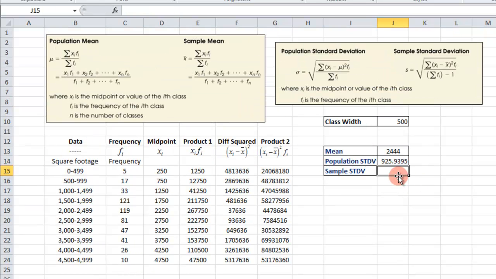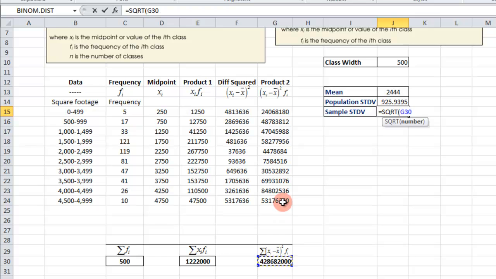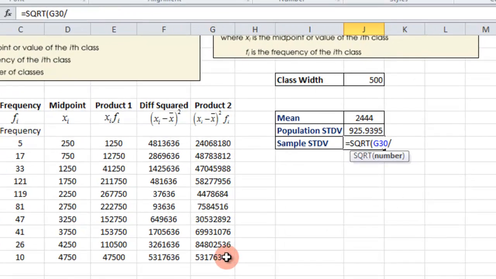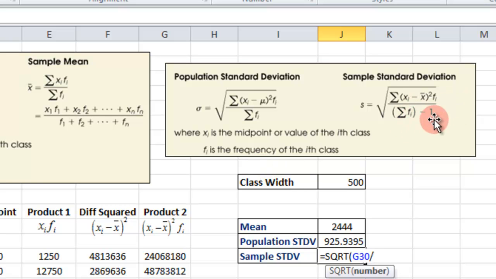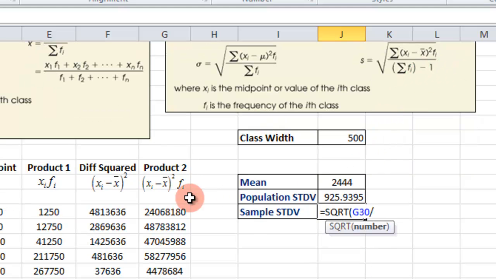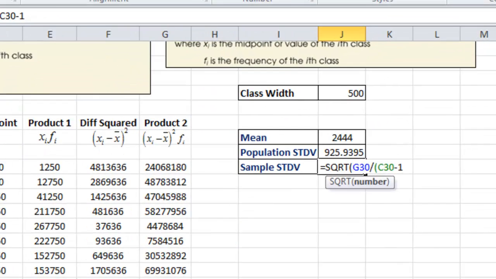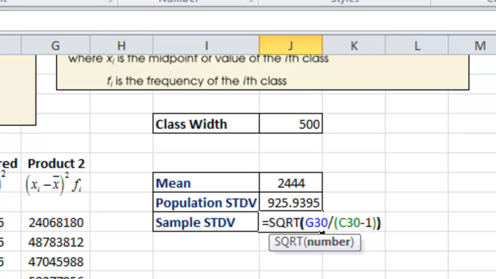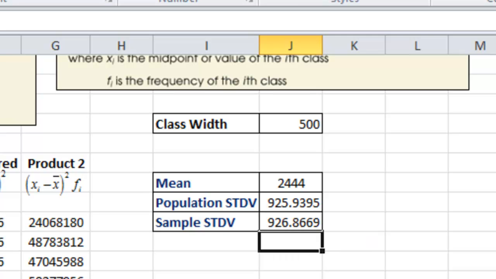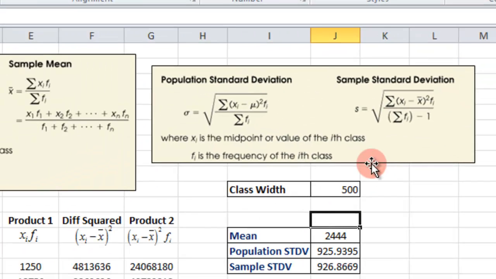Hit enter. Then we go to the sample standard deviation. It's the same thing. The square root of the sum of the products here divided by, now we're dividing by not just the frequency, but the frequency minus 1. And since it's in the entire denominator, we want to put this entire denominator in a new set of parentheses. Parentheses, frequency minus 1, end the parentheses for the denominator, end the parentheses for the square root. And there is our sample standard deviation. So very close, but they are different.